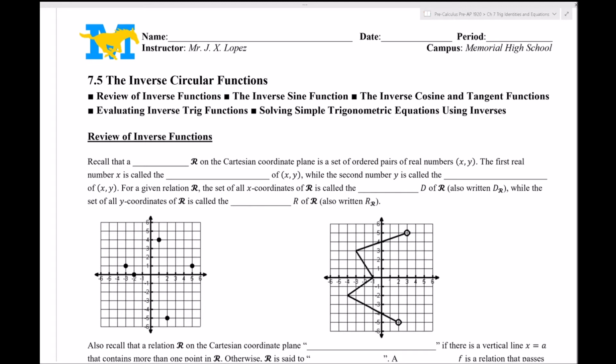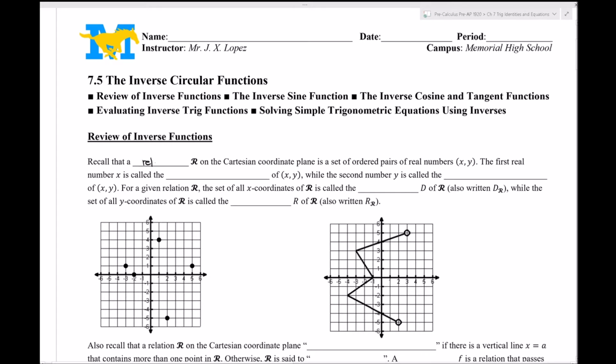So we'll start off with a simple, or as simple as I can make it, review of inverse functions. And we start off with all these basic terms that we've seen in Algebra 1 and then in Algebra 2 later on. So we'll start off with the most basic term that we've seen in Algebra 1, which is called a relation.